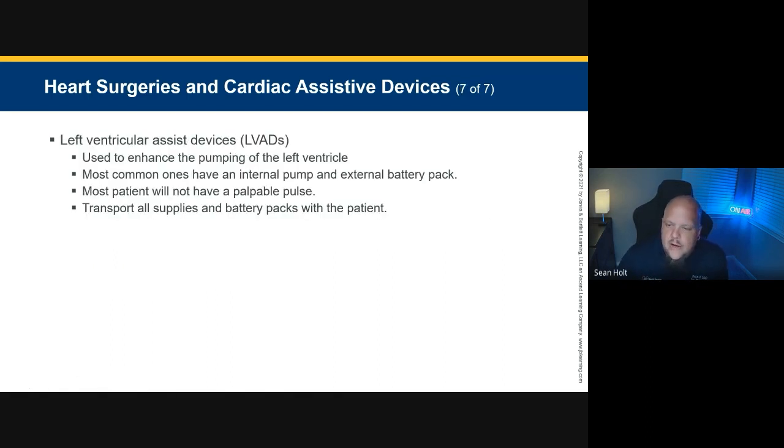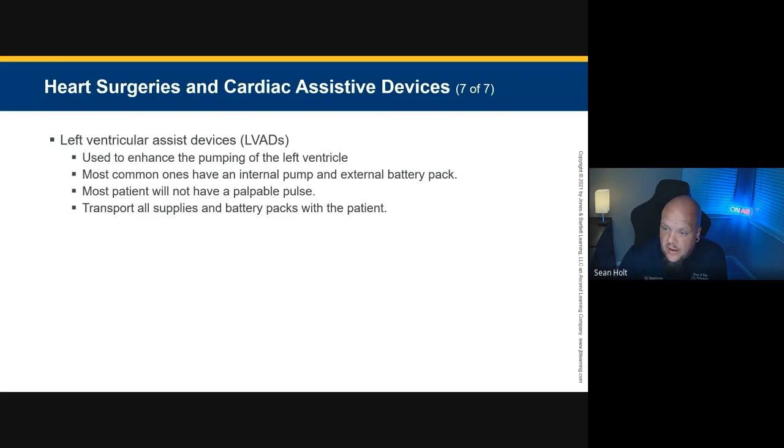And then there are LVADs. Okay, LVAD, this is a bridge to heart transplant. This is that assistive device that basically is pumping blood for your heart. It's used to enhance the pumping of the left ventricle. The most common ones have an internal pump and an external battery pack.